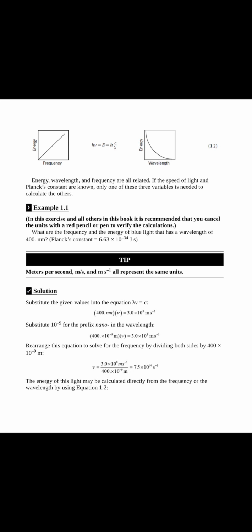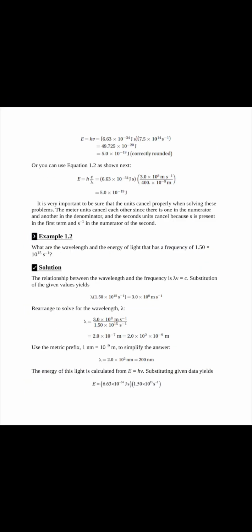The energy of this light may be calculated directly from the frequency or the wavelength by using equation 1.2. Step 1. Calculate the energy using the formula. Energy equals Planck's constant times frequency. Energy equals 6.63 × 10^-34 joule-seconds, multiplied by 7.5 × 10^14 reciprocal seconds. Energy equals 49.725 × 10^-20 joules. Energy equals 5.0 × 10^-19 joules.